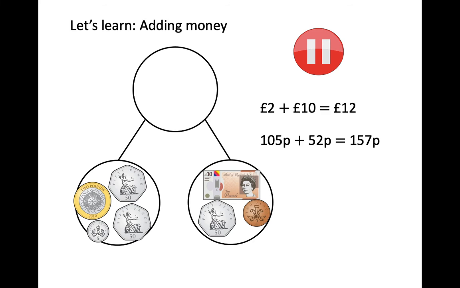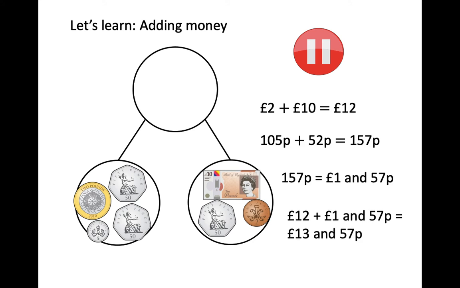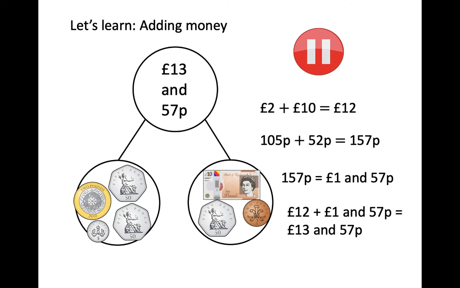157p altogether. Now remember, as I said, to help you can add your tens up. So we've got 10 tens add 5 tens to give 15 tens, and then the ones, 5 add 2 to give 7. Okay, so it should be 157p, and then we change that into pounds and pence. So that's £1 and 57p. So £12 add £1 and 57p equals £13 and 57p.